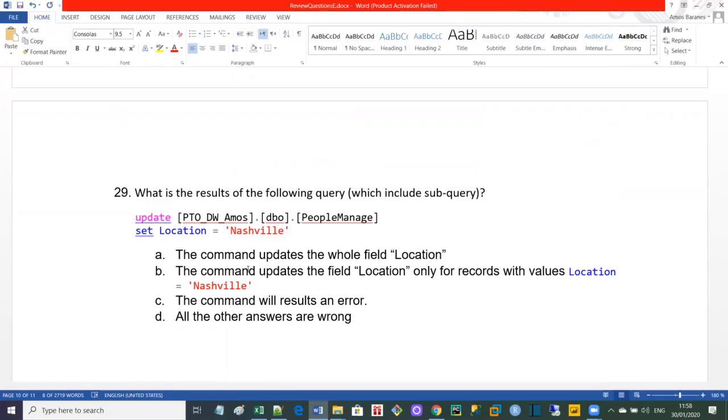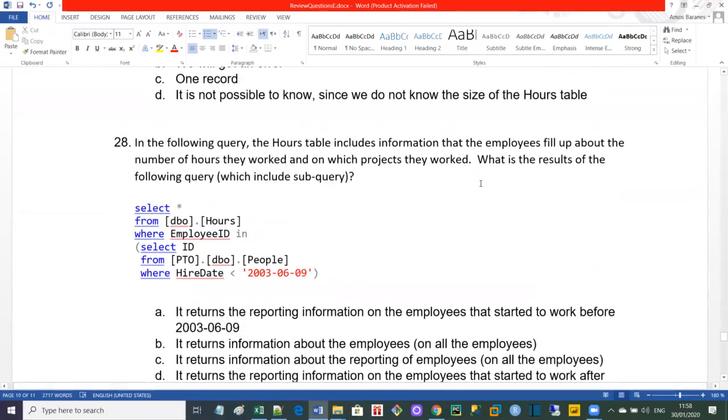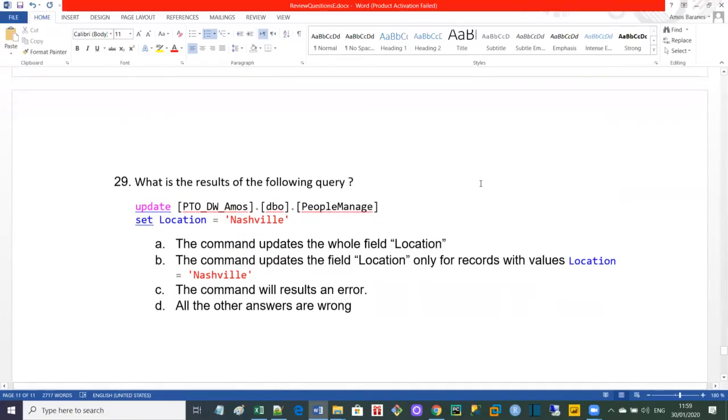So what is the result of the following query, which includes, no, it doesn't include a subquery. Subquery was only in the previous question. Please accept my apology. I will just delete this one from here and I will upload this file again after those corrections.